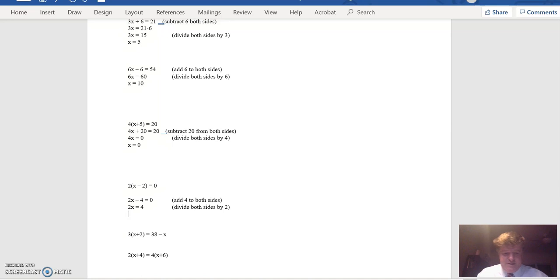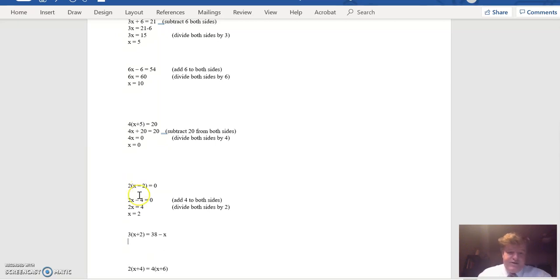2x divided by 2 just leaves x, equals 4 divided by 2, which is 2. We can substitute back in if we want. 2 minus 2 is 0. 2 times 0 is 0, so that one works out very nicely as well.